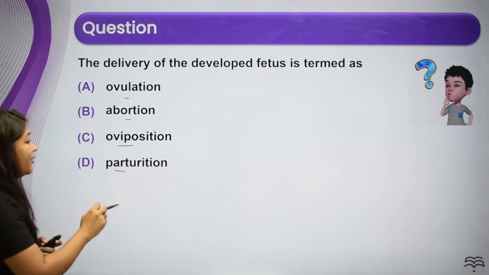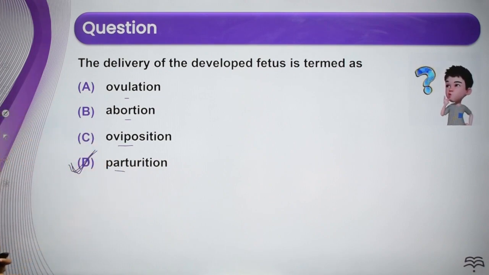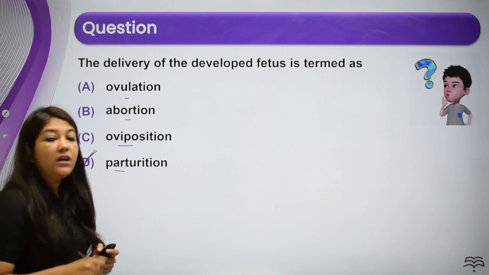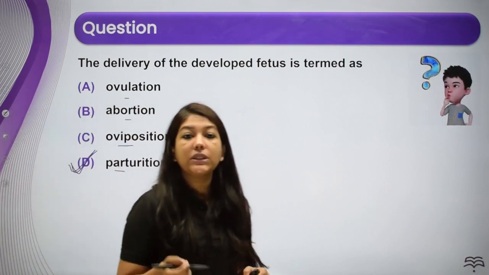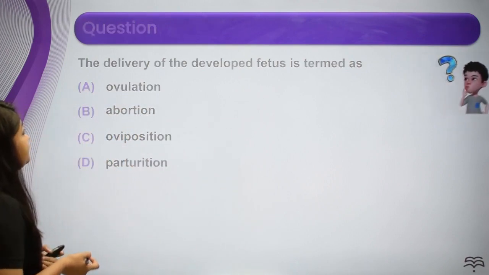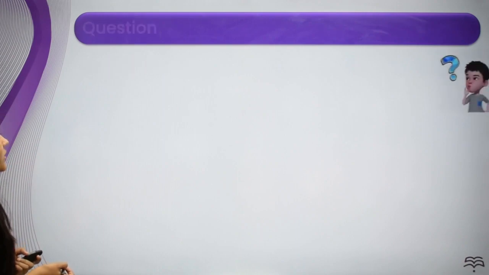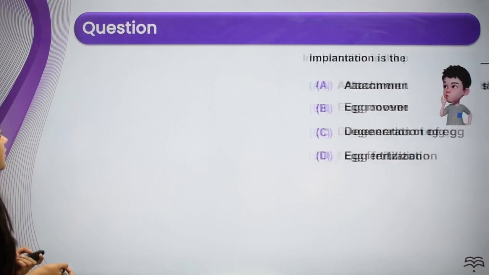In the last slide only we had seen the definition of parturition, right? So what is the answer going to be? Parturition. The delivery of the developed fetus is termed as parturition. Okay. Next question.